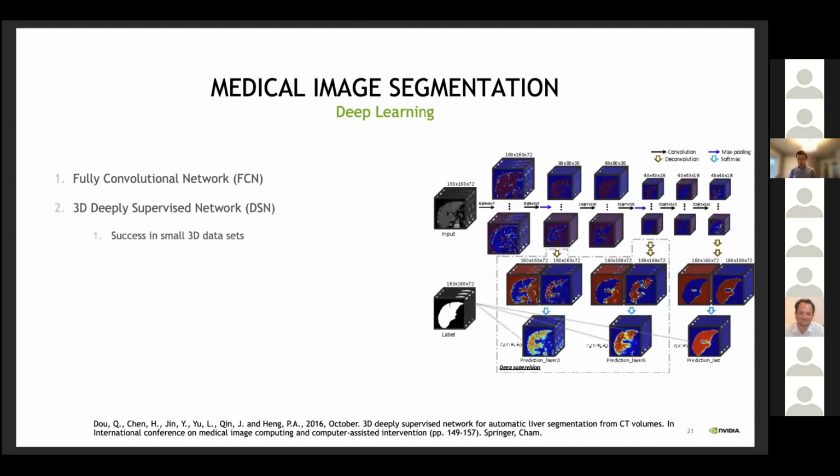And the next one really introduced 3D convolution and also the deep supervision concept into the field in 2016. If you look at it now, it's a similar U shape or symmetric shape, but the real success of this work is that you can train a really good, solid liver segmentation model using only 20 training data. That's a success on a small 3D data set.